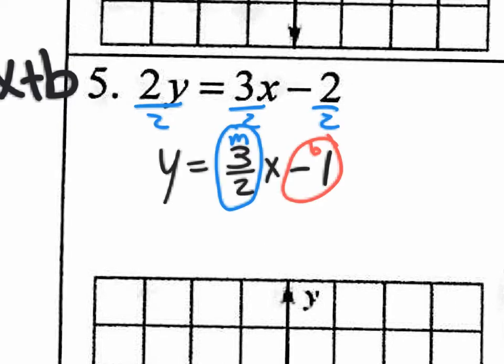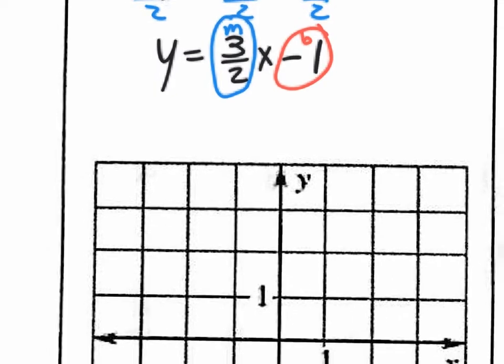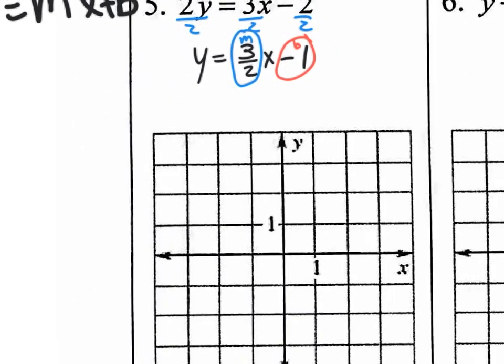So if we know the m and we know the b, it's really easy to graph. Just go to your b value first, which is at -1, remember that's your y-intercept value, and it crosses right here at -1 because that's a -1 at the very end. So it crosses at -1. Now from this point, I go up 3 over 2.